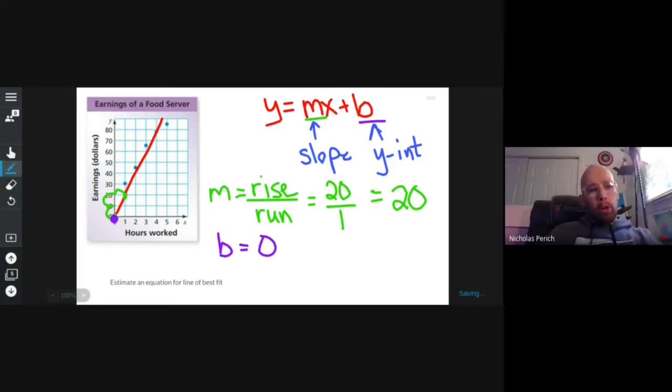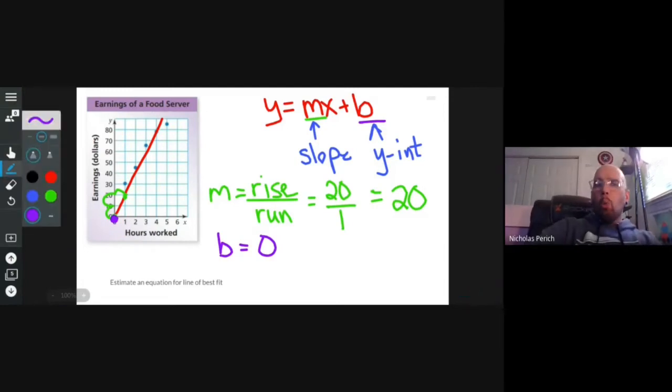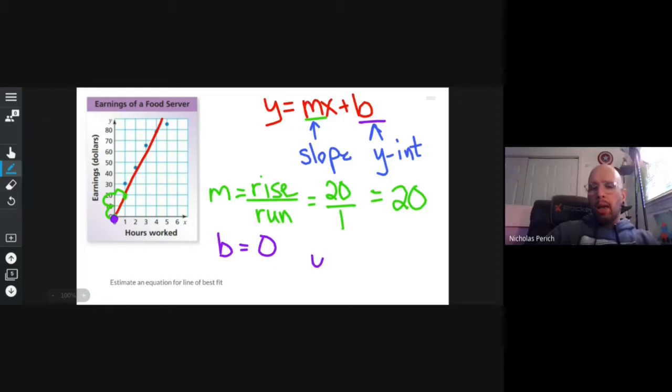So when I put it all together, y equals mx plus b is going to be y equals, instead of m, I now found out that m is 20. So instead of m, I'm going to write 20x plus b. What's my b? Oh, 0. Wait a minute, I don't need plus 0.